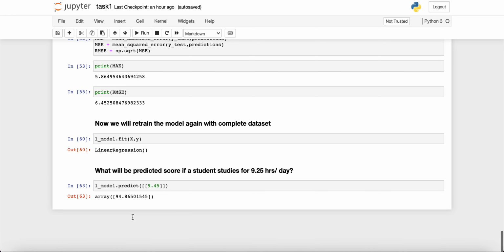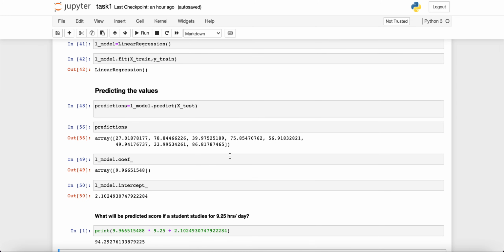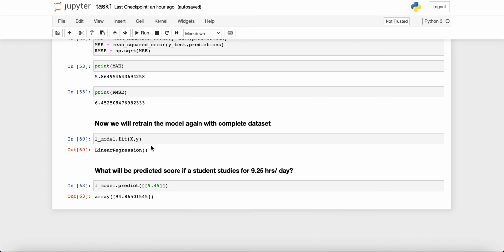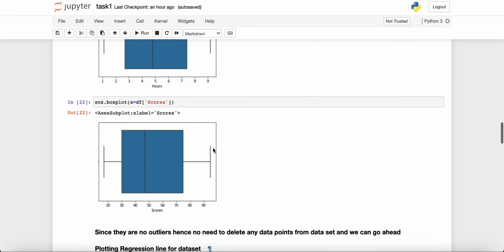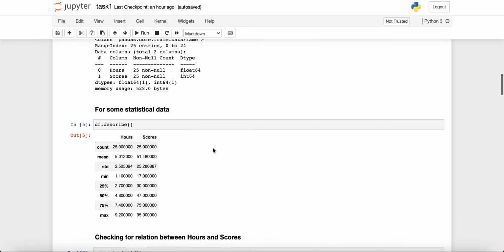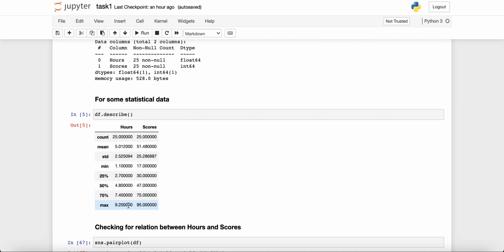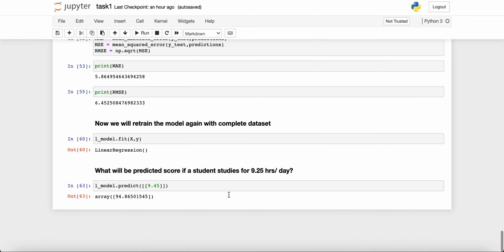94.29. It is because that model was trained on the training data set, and this one on the complete data set. We can also check in the describe method. It says that for the maximum 9.2 hours, the score is 95. So it is almost the same.